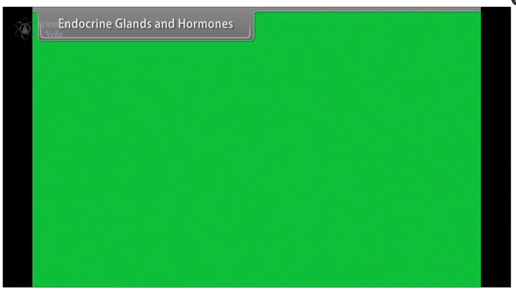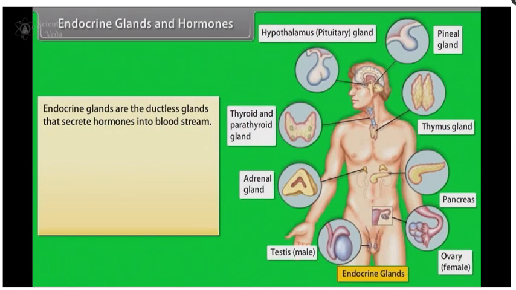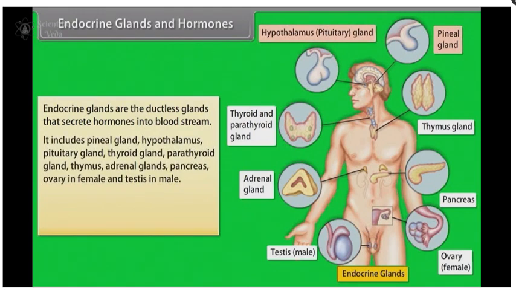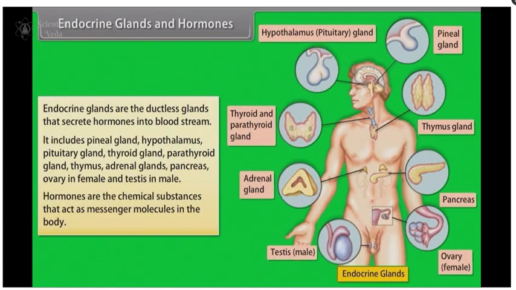Endocrine glands and hormones. Endocrine glands are the ductless glands that secrete hormones into the bloodstream. They include the pineal gland, hypothalamus, pituitary gland, thyroid gland, parathyroid gland, thymus, adrenal glands, pancreas, ovary in female, and testis in male. Hormones are the chemical substances that act as messenger molecules in the body.